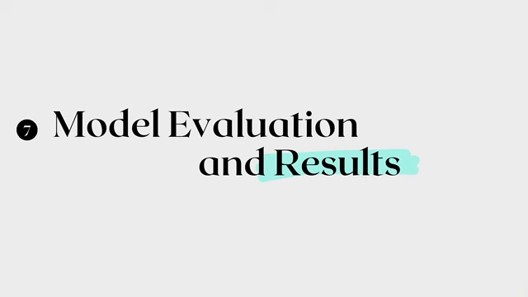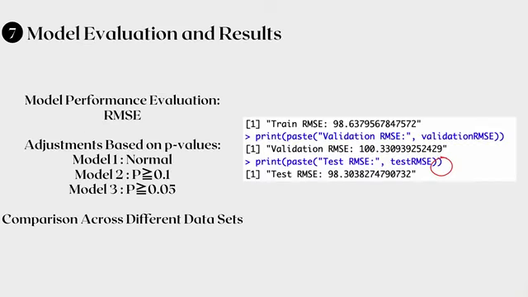Model evaluation and results. Evaluation with RMSE. The reason for this is to assess the linear regression model's performance using RMSE as the primary metric to quantify prediction accuracy. Linear regression model refinement with p-value based variable removal. The reason for this is to enhance model accuracy and simplicity by eliminating variables with high p-values.